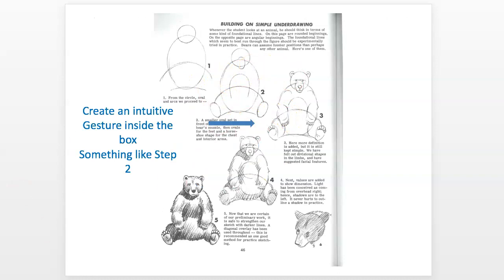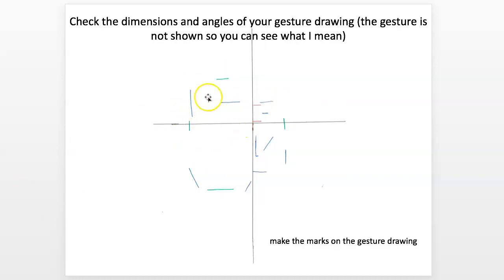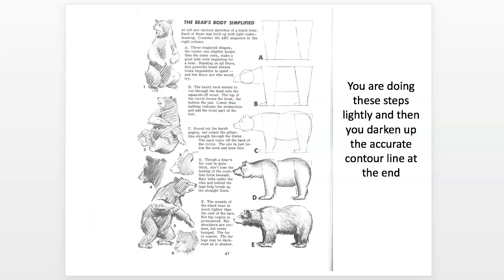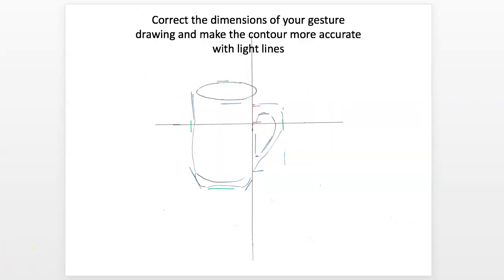You'll have this gesture drawing, and then you're going to make these marks on here by measuring, for example, the width of the top of this mug. This is a mug that we're drawing here. You're going to be doing these steps really lightly. At the end of it, you'll have something that is dark and finished, but you do them lightly. You're correcting the dimensions of it and also making the contour of it more accurate.